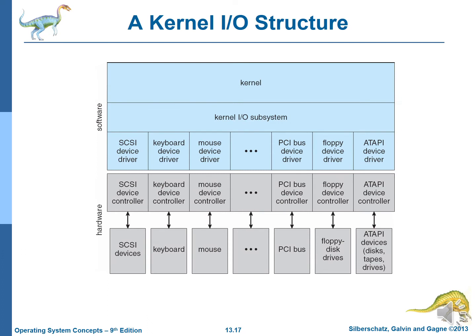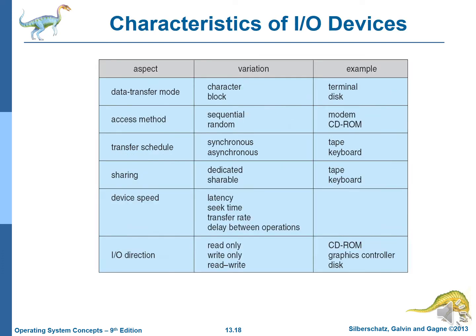A kernel IO structure. The kernel will have the kernel IO subsystem, SCSI driver, small computer system interface, then a keyboard device driver, mouse, PCI, floppy, ATA device. Devices are the hardware. There is a controller associated with each and every device.